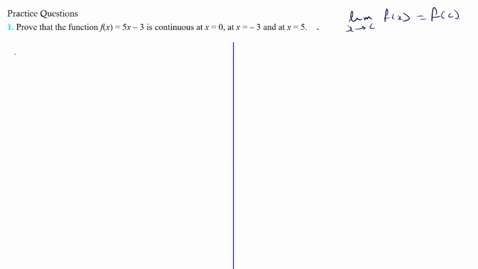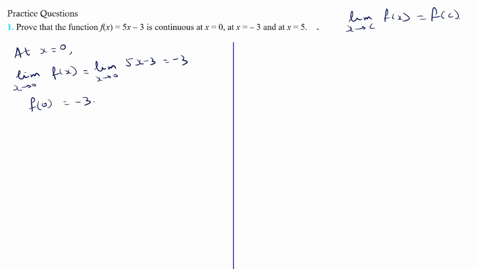If we prove this, it is enough. So first let us take x equal to 0. Now limit x tends to 0 of f of x equals limit x tends to 0 of 5x minus 3. This is equal to minus 3. And f of 0 equals 0 minus 3, which is minus 3. So this implies limit x tends to 0 of f of x equals f of 0. Therefore, f is continuous at x equal to 0.